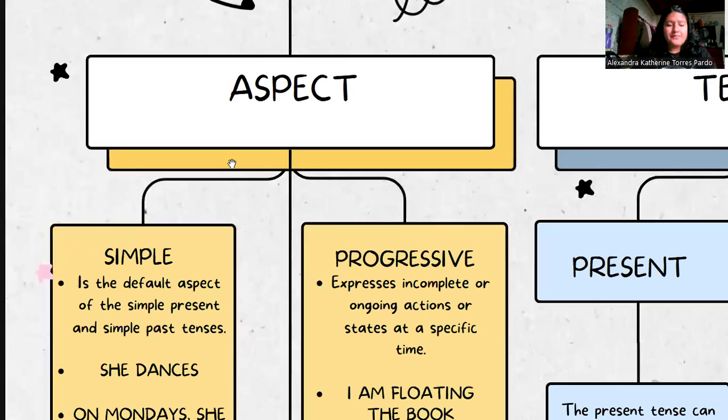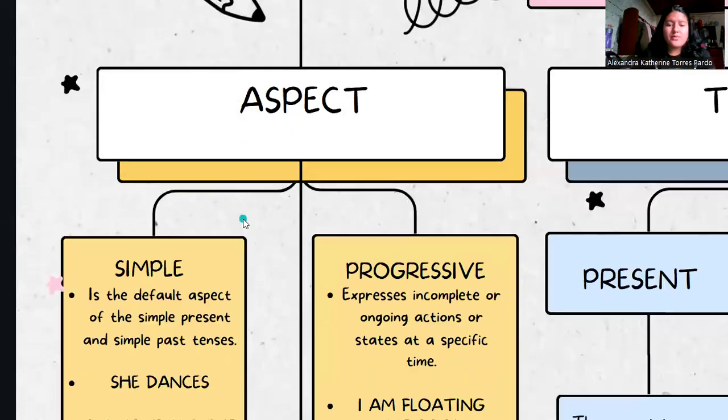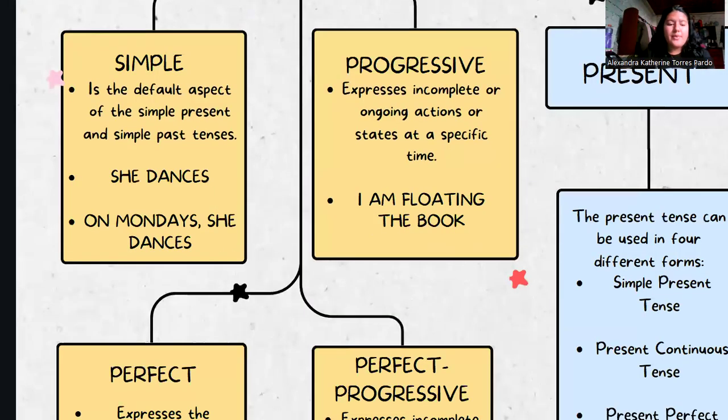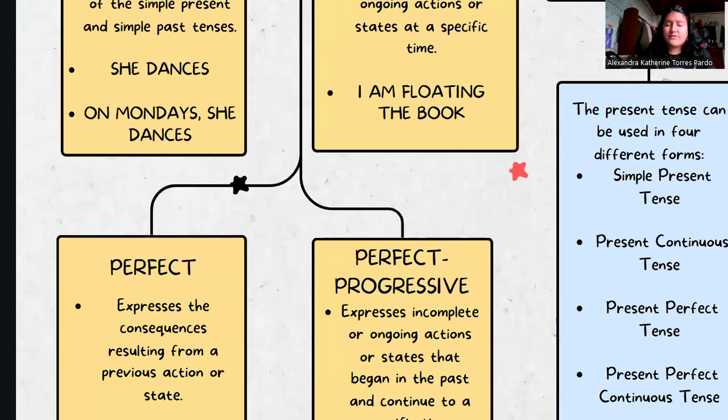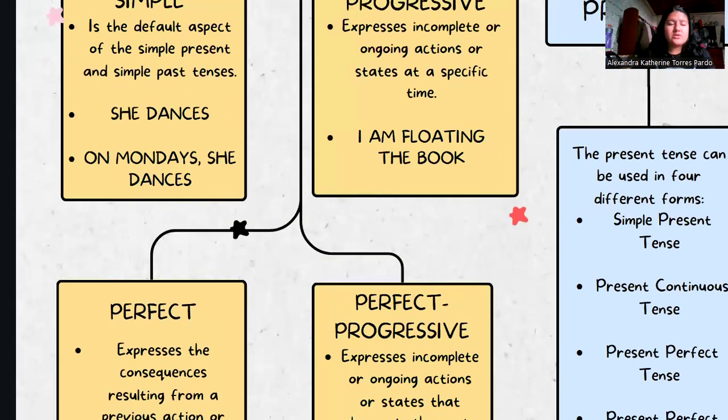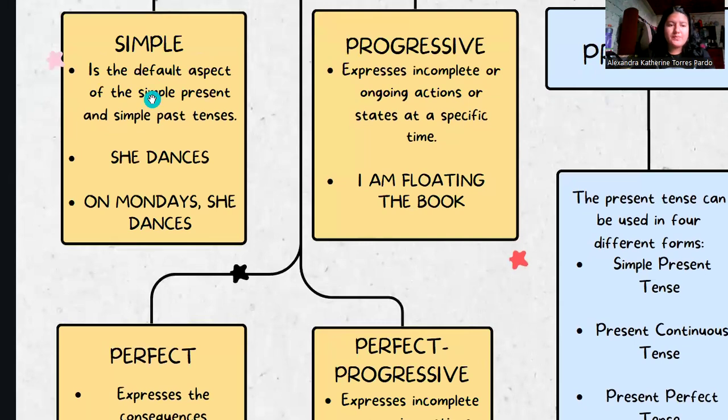Okay, aspect. Aspect is the expression of the temporal structure of an action or state. Aspect in English expresses ongoing action or state with or without distinct end points. English has 4 aspects: simple, progressive, perfect, and perfect progressive. We are going to start with simple.